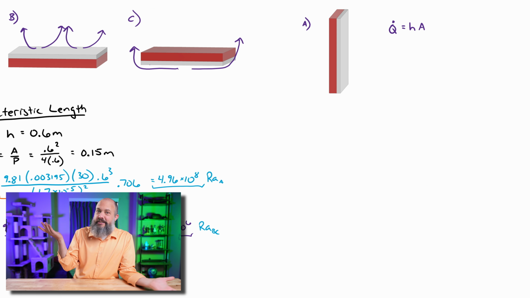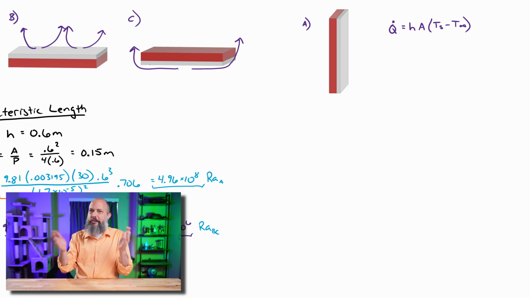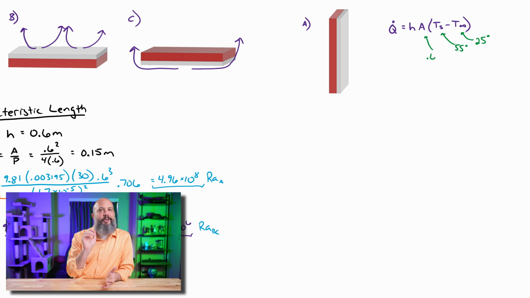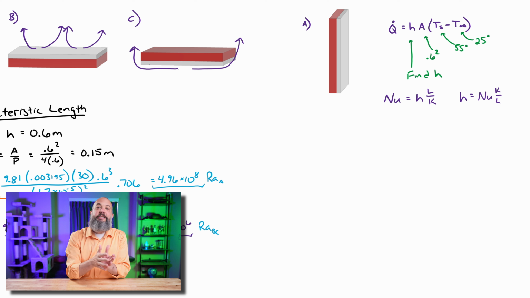So natural convection is still convection. So we're still just using regular Newton's law of cooling. Q dot is hA delta T. We've got our delta T of 30 degrees. We've got the surface area, 0.6 squared. We just need to find h. And actually, in most textbooks, you won't find h directly. You're actually going to find the Nusselt number, Nu. And the Nusselt number is defined as hL over k, which we can rearrange so that the value h will be the Nusselt number we'll find times k divided by L.